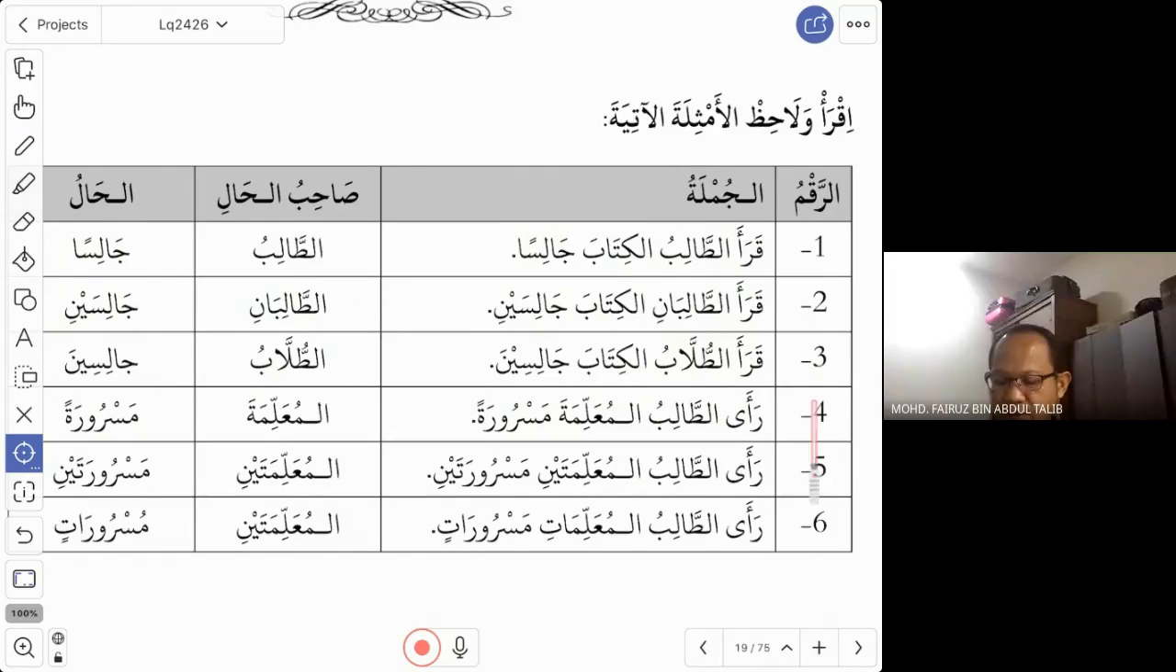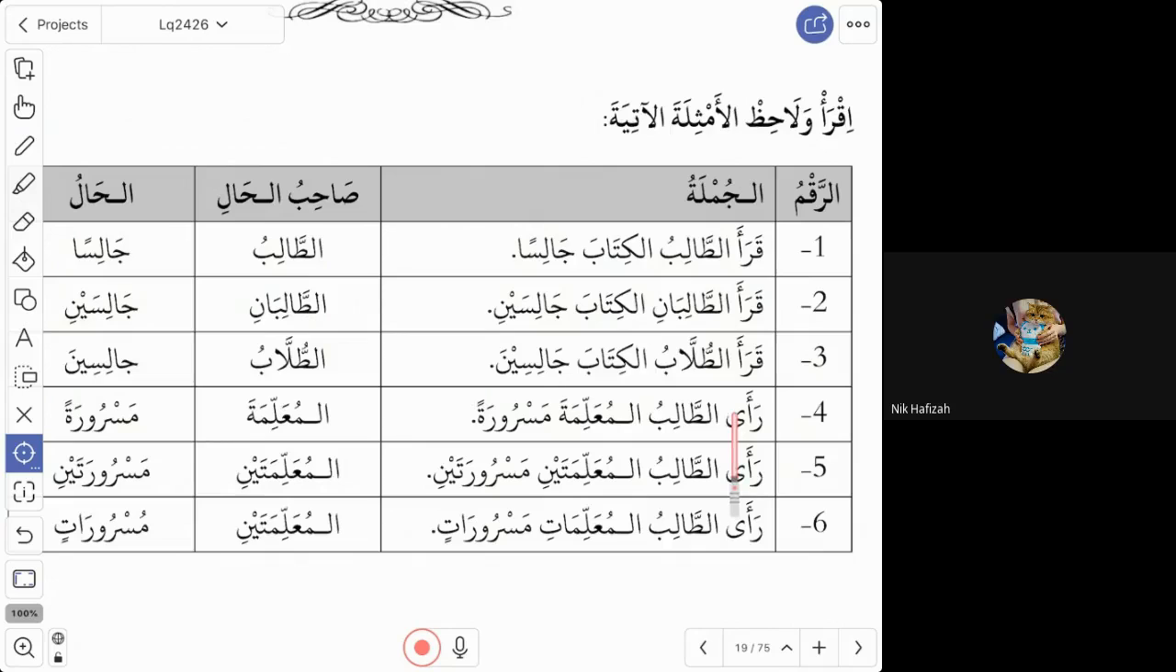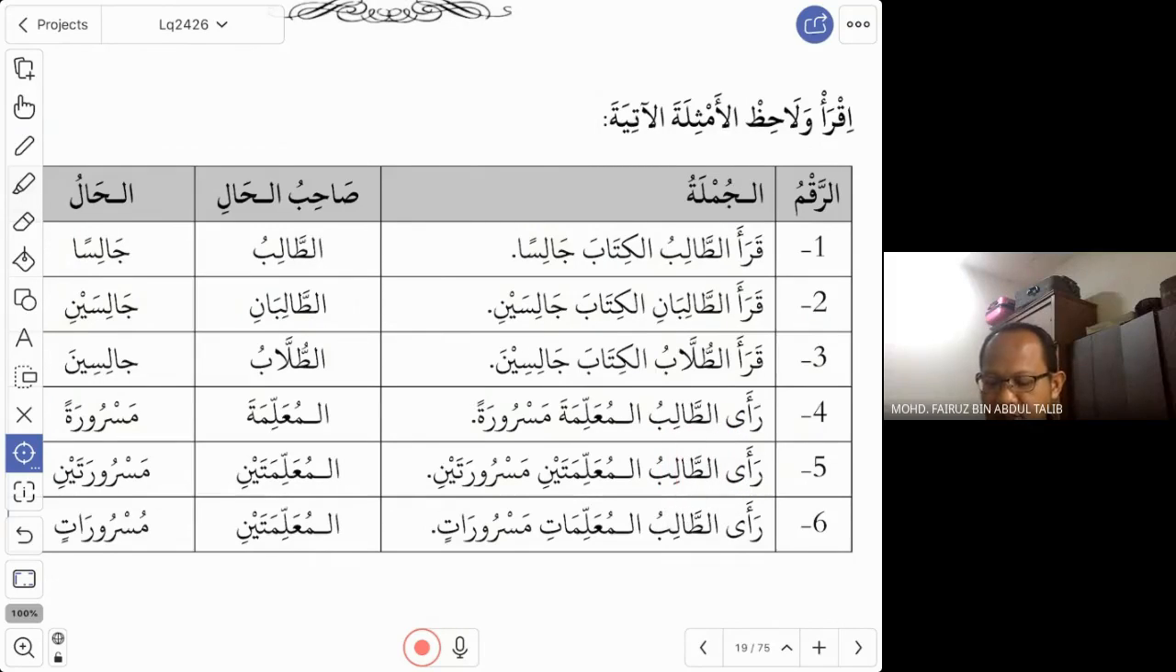But if you look at al-jumlatul rabi'ah and khamisa and also jumlah sadisa, now this is for muannas. Let us look at the jumlah. Ra'a at-talibu al-muallimata masruratan. Ra'a means, anyone? Ra'a. To watch, to look. Yes. So the talib, the student, ra'a, he looked at the muallima, he looked at the teacher. Okay, so this is already a complete sentence. So the talib, he looked at, or you can say he saw the teacher.